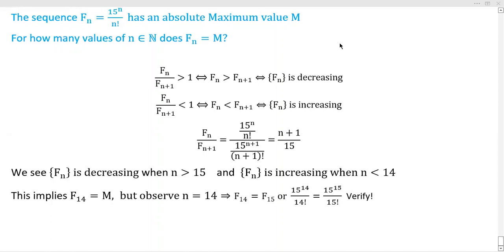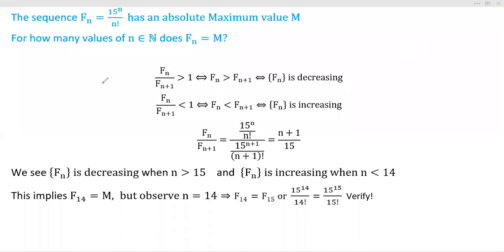Given a sequence here, and we're also given that it does achieve an absolute maximum value. And we're asked to find out for how many terms of that sequence is it equal to the maximum value. Okay, so a couple of lemmas here.